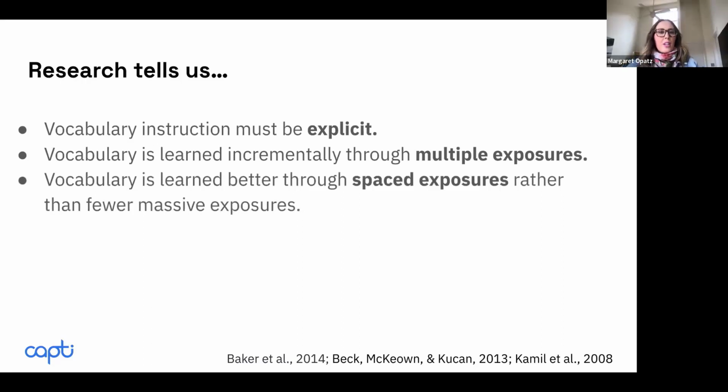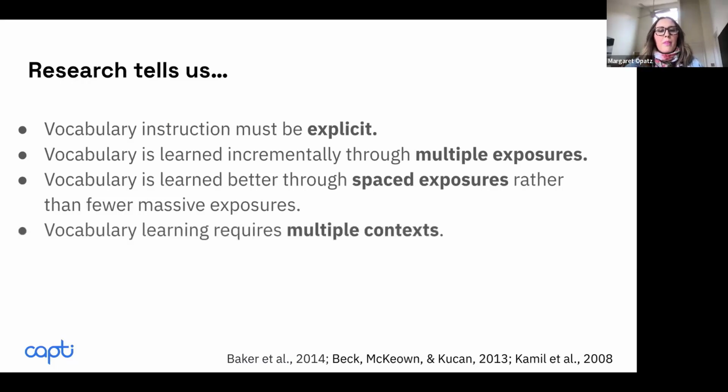That means you're recycling the words across the school year rather than intensely teaching specific words for a short period of time. We know it's better to have those spaced exposures over time. And students need to have these words taught to them in multiple contexts. Specifically, when we're talking about tier 2 words, in every discipline or content area, those words need to be taught so that students know how to use the words in various contexts.